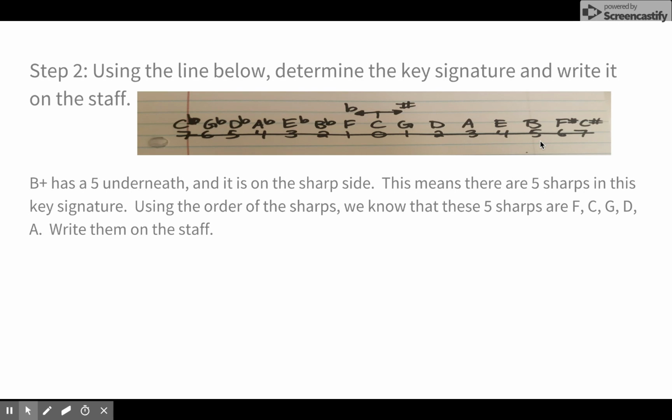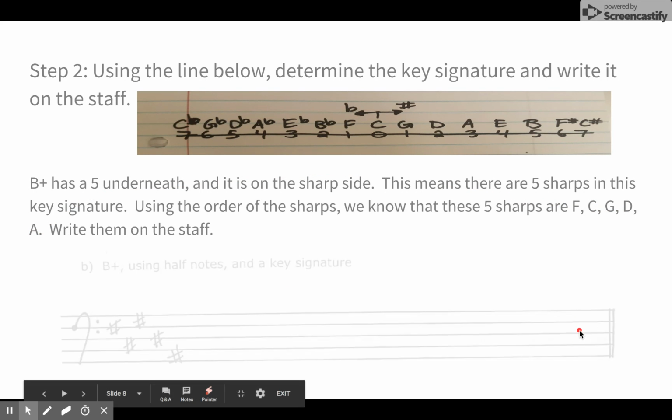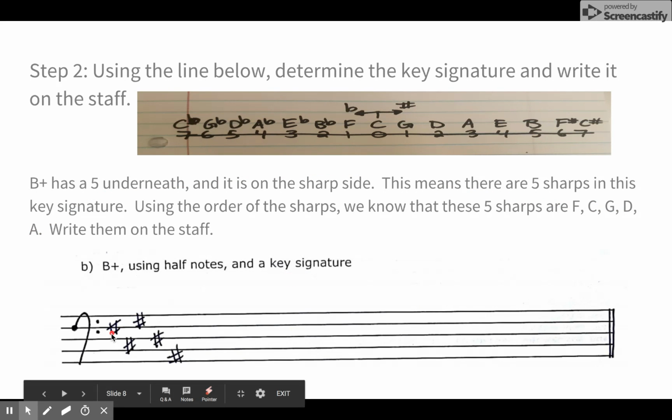So using the order of the sharps, which remember is Father Charles goes down and ends battle, we know the first 5 sharps are Father Charles goes down and. So you're going to write them on the staff, and remember you're going to write them in order. So there's Father Charles goes down and. Make sure they're not stacked, that there's nothing above or below, so you can tell exactly which one comes first.